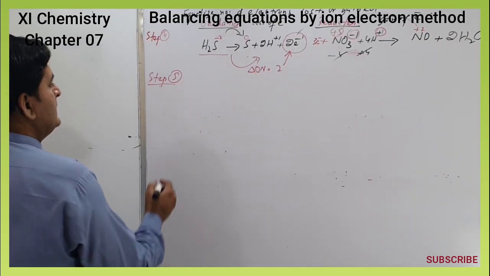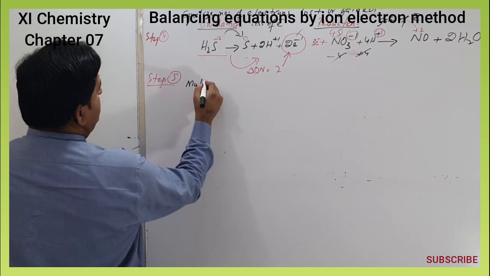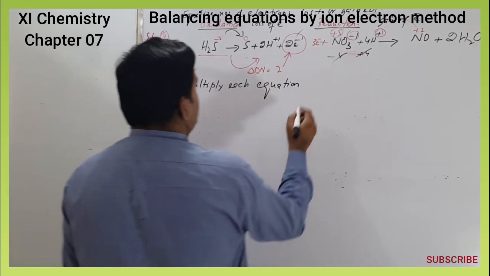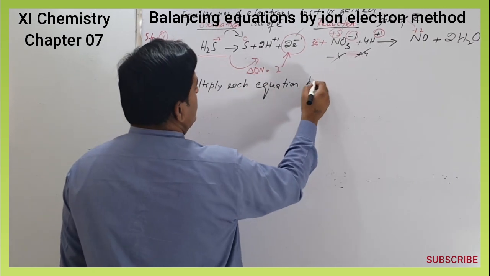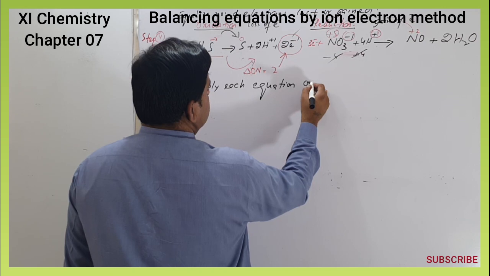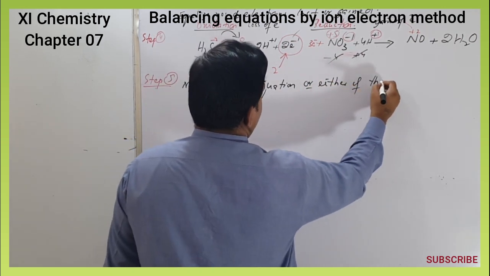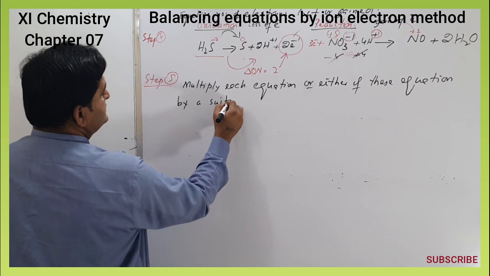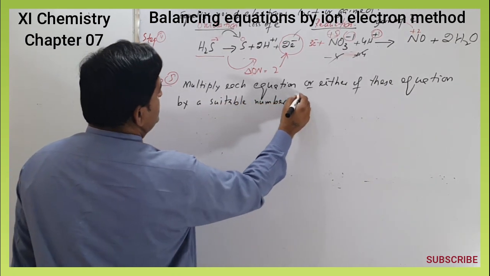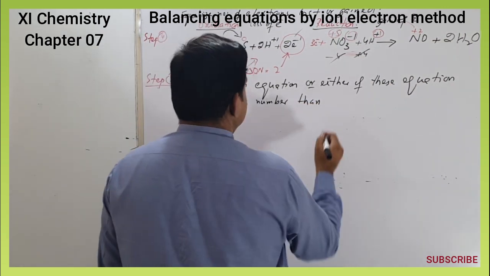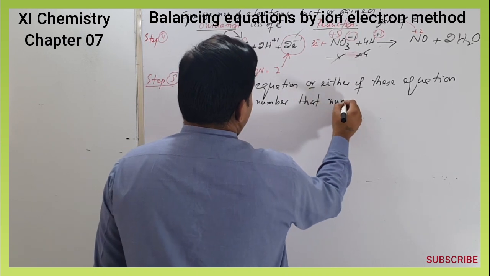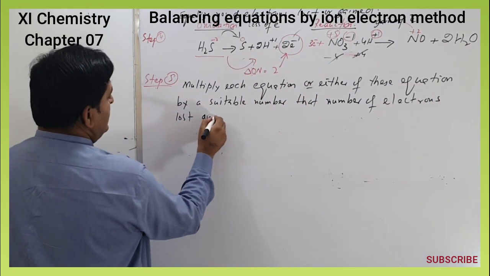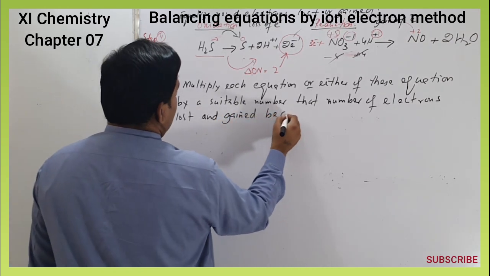So rule number 5 is: multiply each equation, or either of these equations, by a suitable number so that the number of electrons lost and gained become equal.